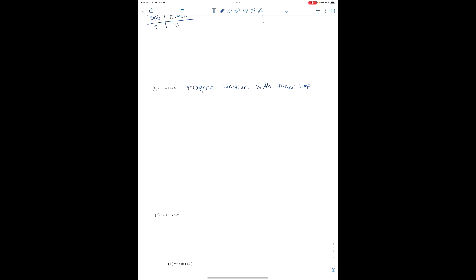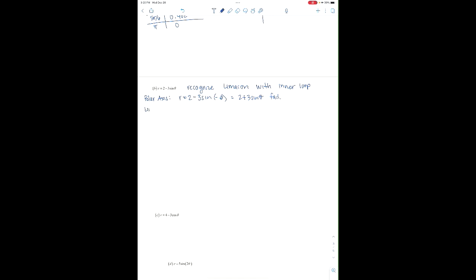Let's check polar axes first. So we're going to have r equals 2 minus 3 sine of negative theta, which gives us 2 plus 3 sine theta. So that's a fail.